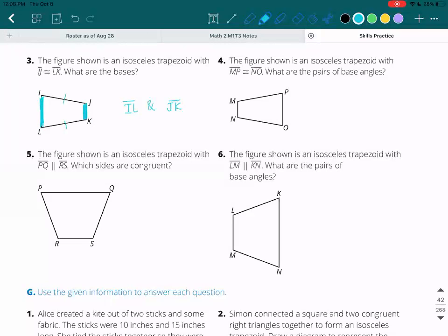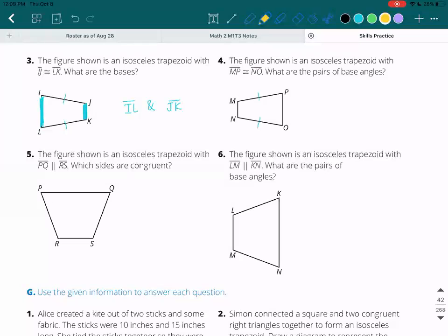I'll just write and. Okay, the figure shown is an isosceles trapezoid with MN. Wait, no, sorry, MP. I can't read for some reason. MP is congruent to NO. So it just says that those are congruent. What are the pairs of base angles? Okay, so this one's different. It's asking about the angles.